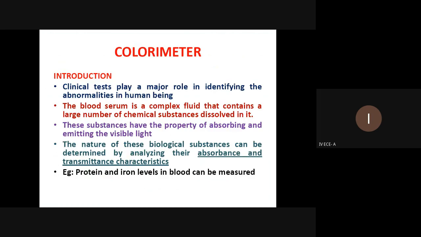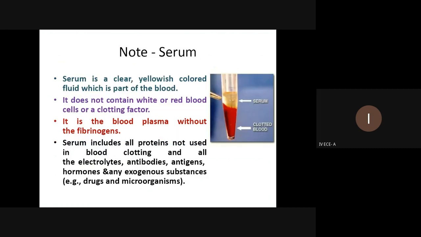Okay, let us come to the topic colorimeter. Colorimeter is a clinical test that plays a major role in identifying abnormalities in human beings. The blood serum is a complex fluid that contains a large number of chemical substances dissolved in it. These substances have the property of absorbing and emitting visible light. The nature of these biological substances can be determined by analyzing their absorbance and transmittance characteristics. Mainly, protein and iron levels in blood can be measured using this colorimeter technique.